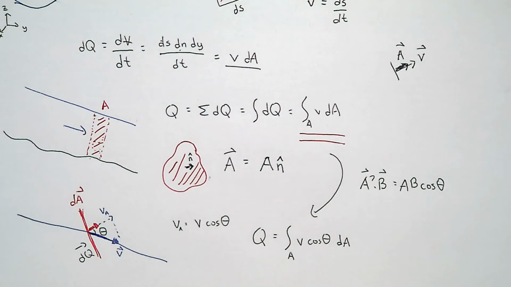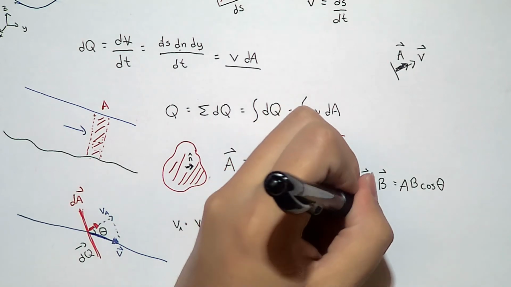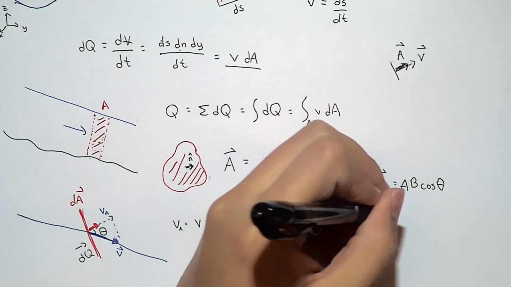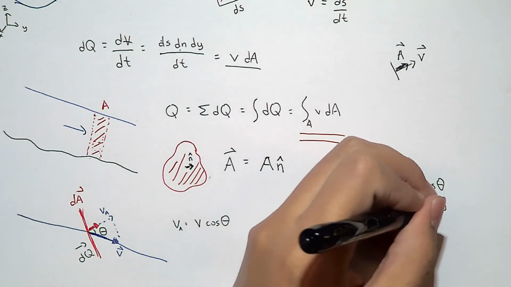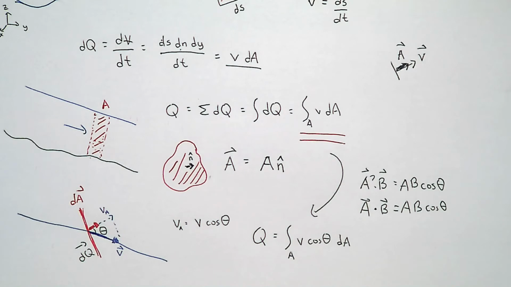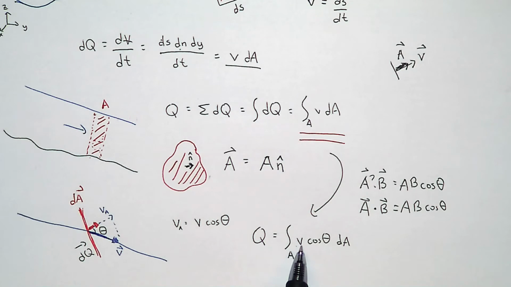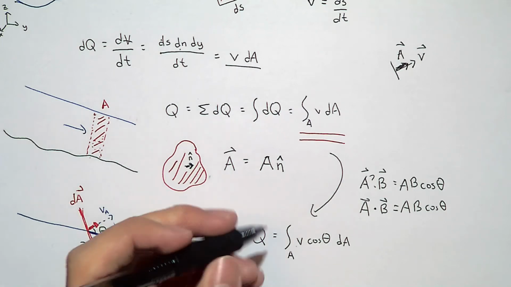Yep, the dot product, right? If I take two vectors and take the dot product between them, I essentially get the magnitudes of the two vectors and the cosine of the angle between them. And what are we looking at here? We have the magnitude of the velocity vector, that's v. We have the magnitude of my little area vector, dA. And we have the cosine of the angle between them.